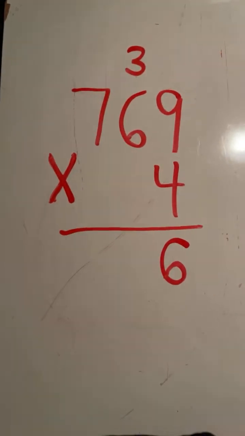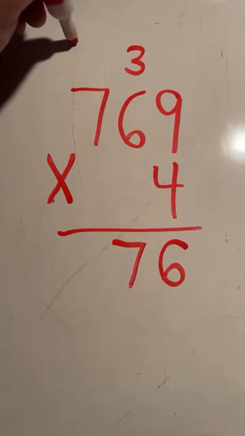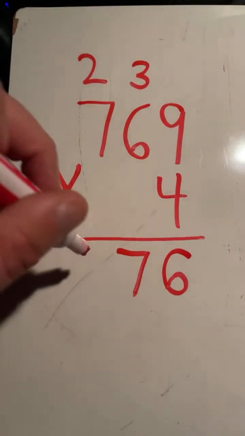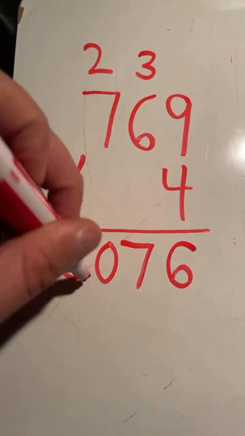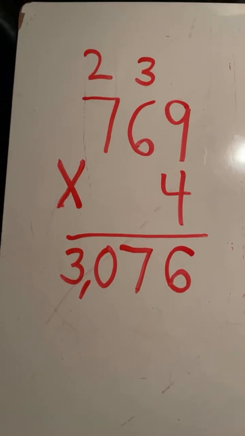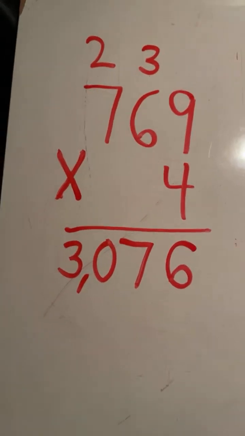6 times 4 equals 24, plus 3 equals 27. 7, carry the 2. 7 times 4 equals 28, plus 2 equals 30. And we have our final answer. 769 times 4 equals 3,076.